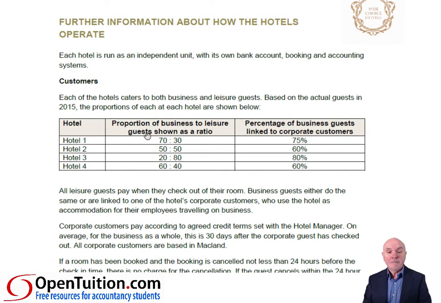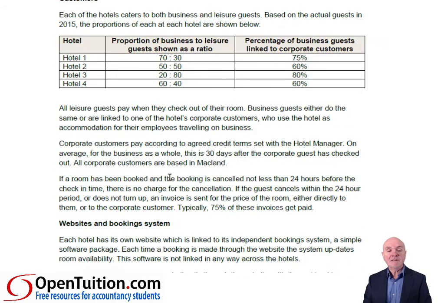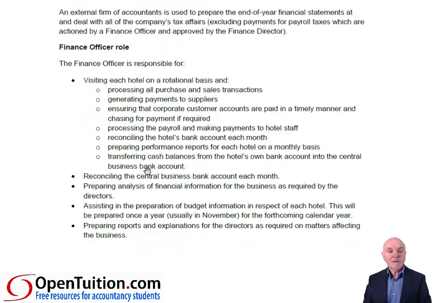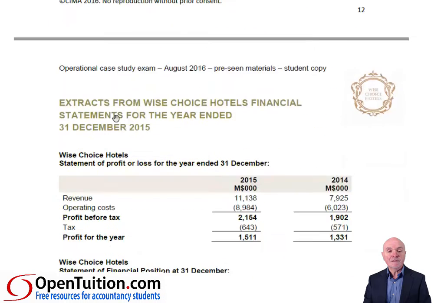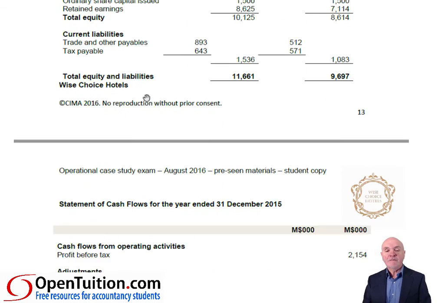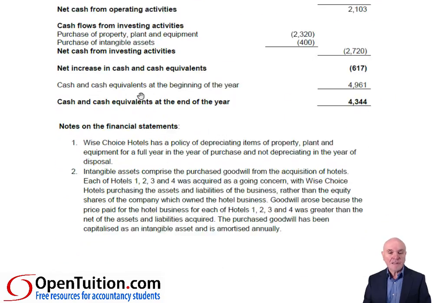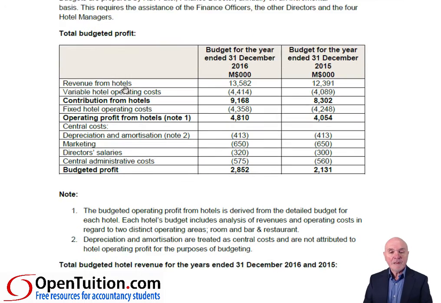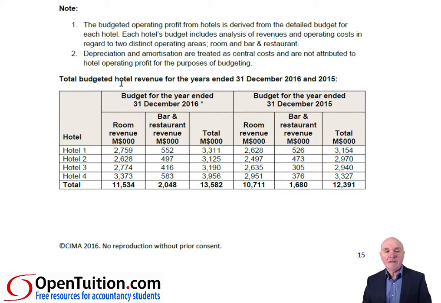Then we have some information about the type of guests you have in the hotel, business to leisure, different mixes in there. And we're going to be coming up with the accounting system, what the finance officer is responsible for. And then we have some financial statements here. Profit for the year seems to be doing quite well and so on. Statement of financial position, cash flows, etc. A few notes, budget information for the following year, and so on.